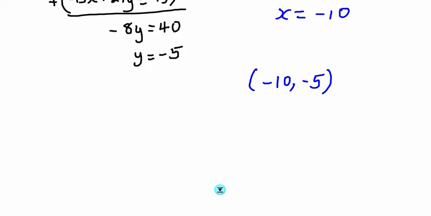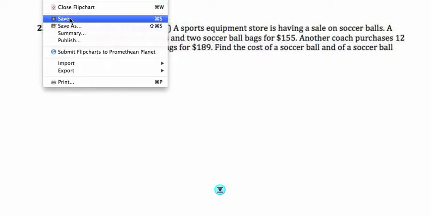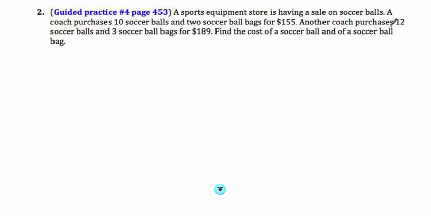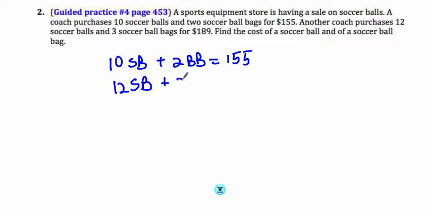Okay, and now to our final problem for the lesson, or final example rather. And so what we're going to do now is take care of our word problem by translating it first and foremost into a linear system and then solving that system. Okay, so we have a sports equipment store that's having a sale on soccer balls. A coach purchases 10 soccer balls and 2 ball bags and pays a total of $155. Another coach purchases 12 soccer balls and 3 ball bags and pays a total of $189. And so what we have here fairly obviously is a system of linear equations.